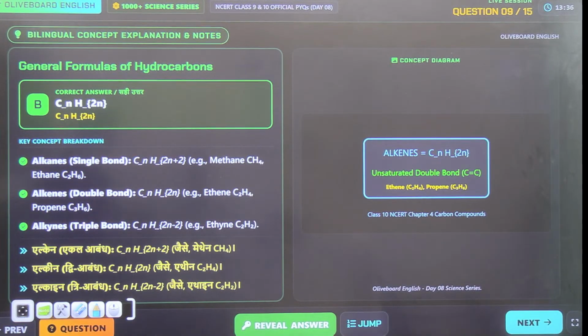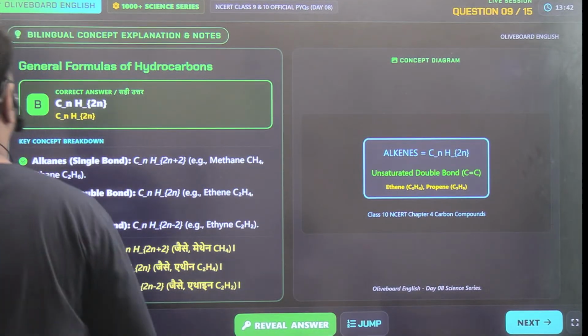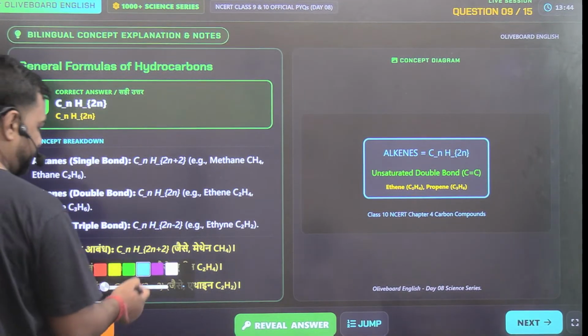So this part is sorted. I've already told you CnH2n is the correct answer, right? So now we can just proceed further. And here we have already discussed all these things.